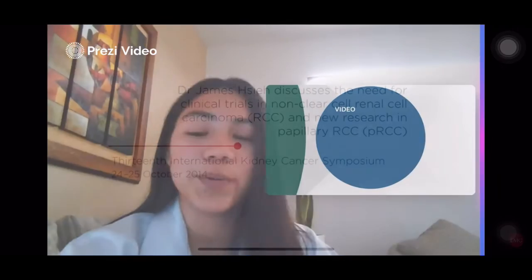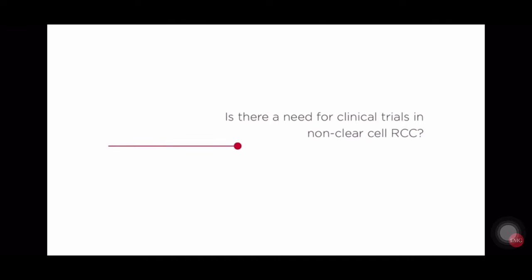Let's see this video. In terms of non-clear cell, that's the problem with non-clear cell patients, because nobody wanted to conduct any clinical trial on them because the market is so small, and they have no options. So that's the problem with those orphan diseases.